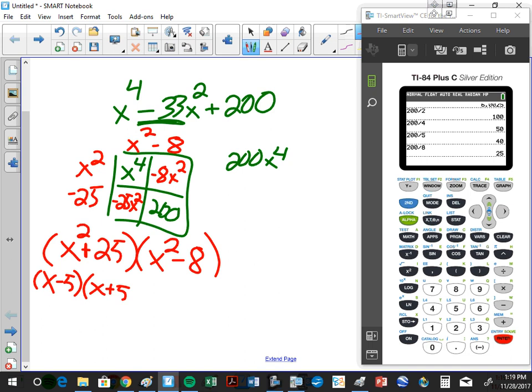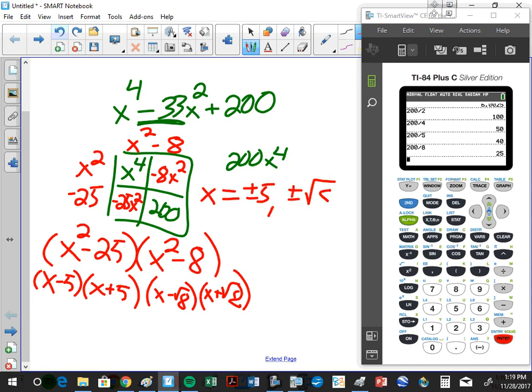What if the 25 were positive? Then it would not work. It has to be a subtraction. Okay. What about the next one? It doesn't work like we used to factor it, but we're smart enough to realize, is 8 a perfect square? Kind of. The square root of 8 times the square root of 8 is 8. We're going to write x minus root 8 and x plus root 8. So my answers are plus or minus 5 and plus or minus root 8.